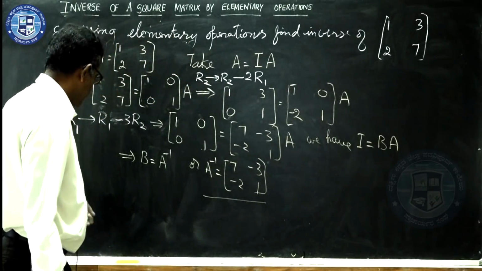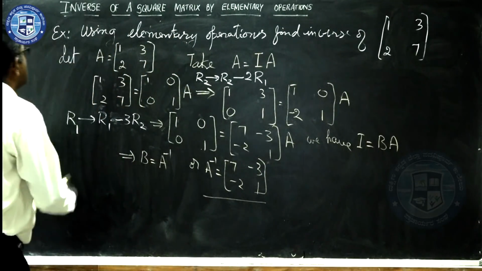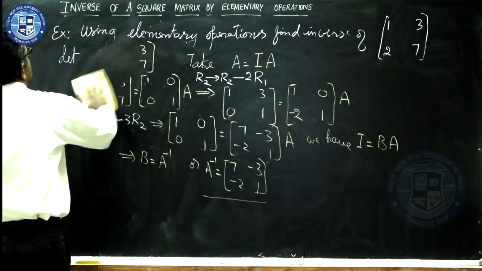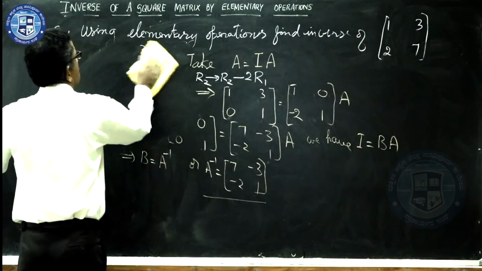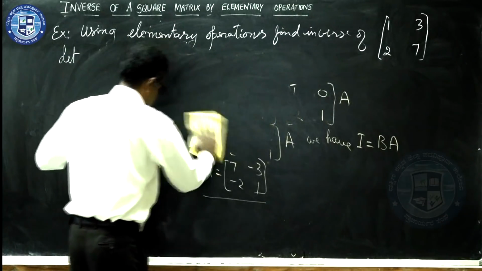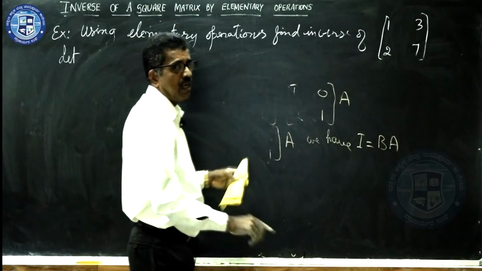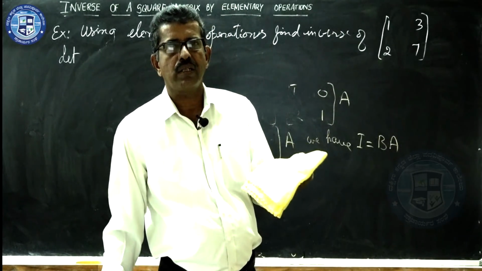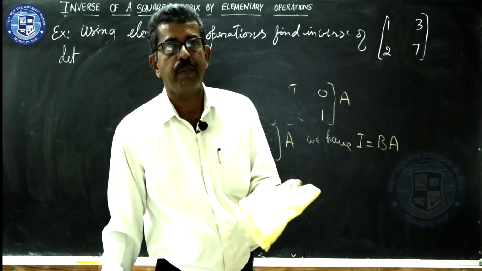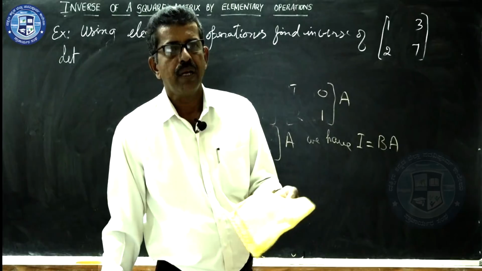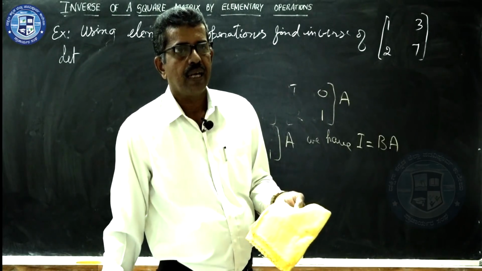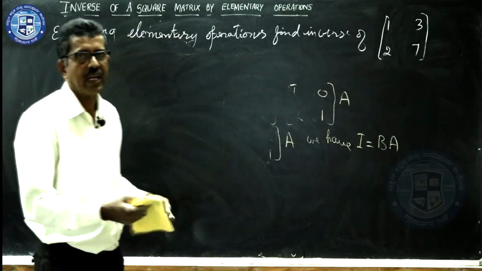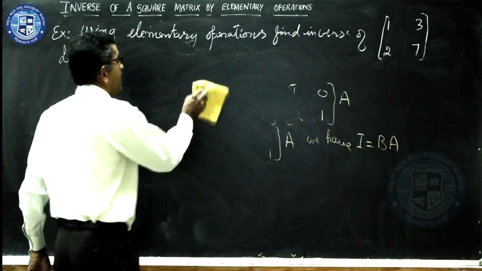If you are interested, I can give you one more example, in the case of 2 cross 2 only. I'll explain with an example, finding the inverse of a 2 cross 2 matrix by applying elementary column operation. How can we find the inverse of a square matrix? By applying elementary column operation.